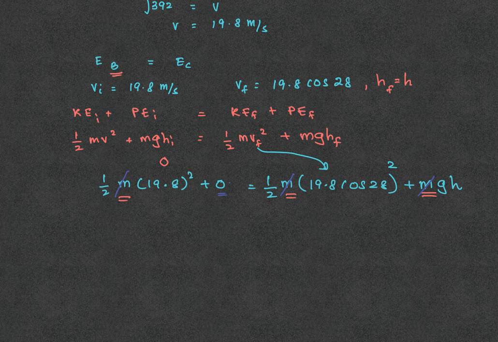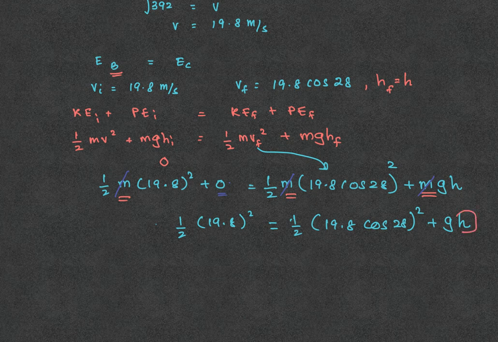Now if you want to simplify this, there you have 1/2 times 19.8 squared, and on the other side 1/2 times 19.8 cosine 28, squared, and there you have gh. Now everything we know except the h. You can do the simplification and find h, and that is the answer for this question.